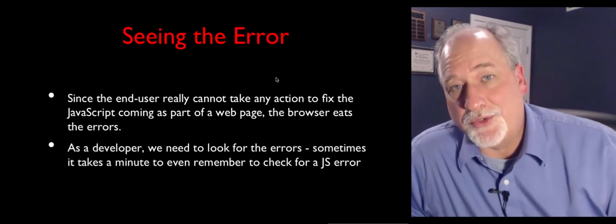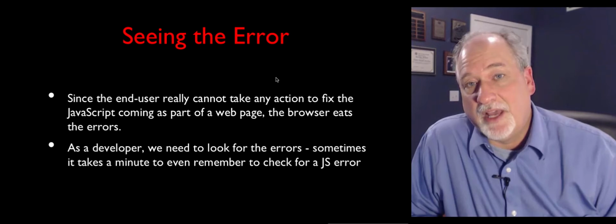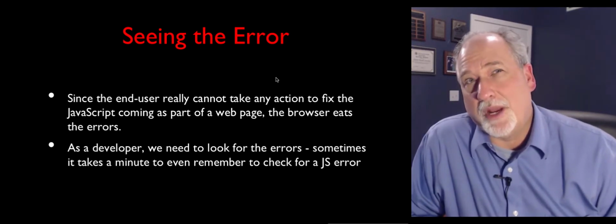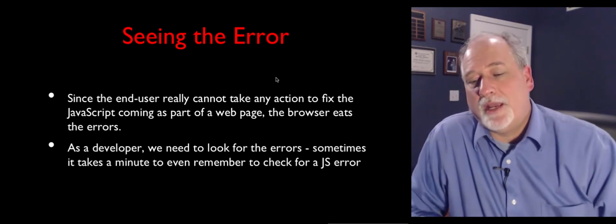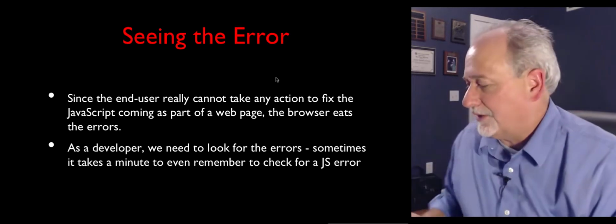So, like I said, the end user is really not supposed to see the error, but we as developers need to look for errors. And so as we're writing JavaScript, you instinctively, something won't work. You'll make a change and it won't work, and your brain's got to go, oh, wait, I made an error. I've got to actually explicitly look for it.